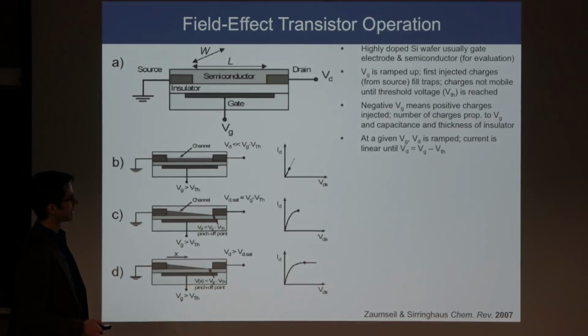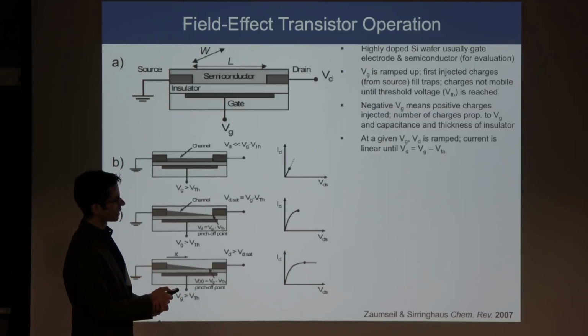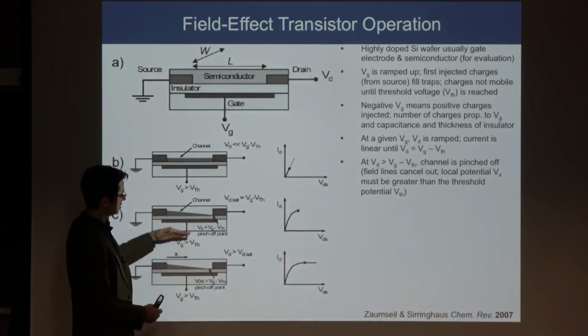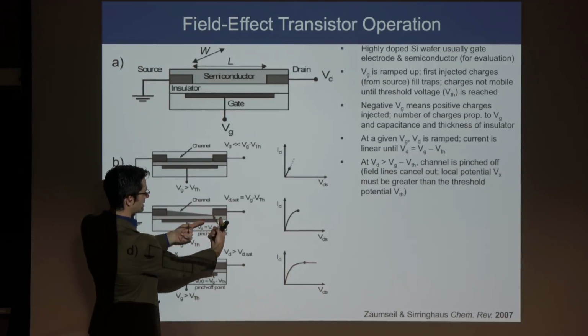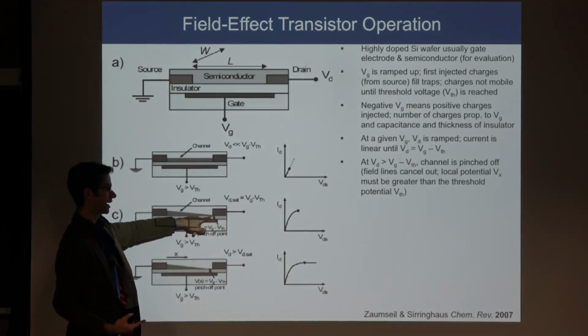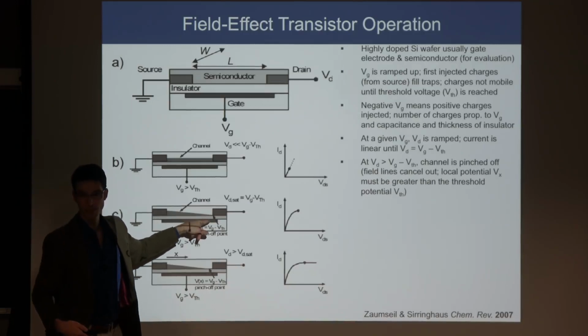Okay, next thing that happens is that at a given gate voltage, and this is in the output modality of this measurement, where we have a fixed gate voltage and we ramp the drain voltage. As we have a fixed gate voltage, the drain voltage is ramped and the current is linear until the drain voltage equals the gate voltage minus the threshold voltage. And at larger drain voltages than this, we have a situation where there are competing electric field lines. So we have charges of the same sign on both the gate electrode and the drain electrode. And what we have is mathematically somewhere in this channel where the field lines cancel out and there is no electric field. And when this happens, that means that the saturation point is reached.